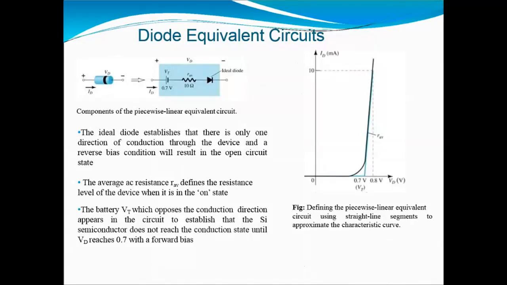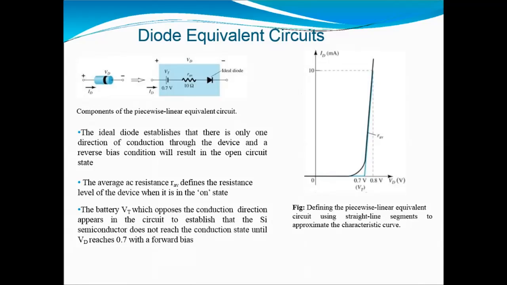Diode equivalent circuits. Here in this diagram, the diode symbol is there, and the diode equivalent circuit diagram is there. We have the cutting voltage 0.7 volt for a silicon diode, and average resistance 10 ohms. That is the ideal diode. In this diagram, the characteristics are shown. The ideal diode establishes that there is only one direction of conduction through the device, and the reverse bias condition will result in the open circuit state.